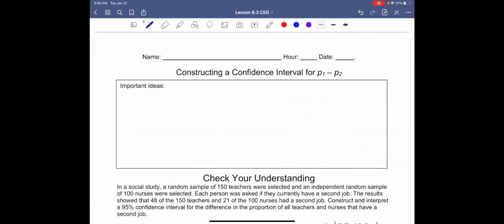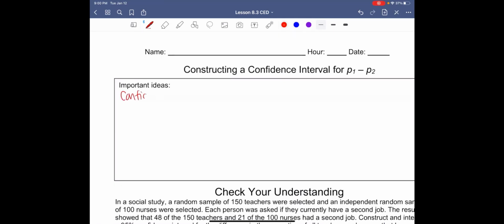So let's go through our important ideas. We had two learning targets. The first was about checking conditions, and then the second was about constructing and interpreting a confidence interval. Really, we can sort of wrap that all into one. So I'm going to write this as a confidence interval for P1 minus P2. And if we are asked to construct and interpret a confidence interval, that means we are doing our full 4 steps: state, plan, do, conclude.